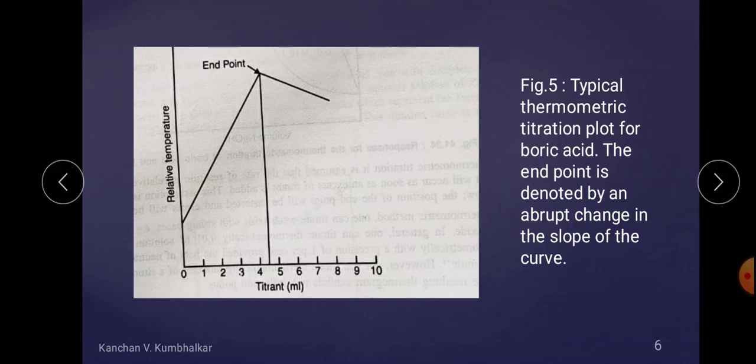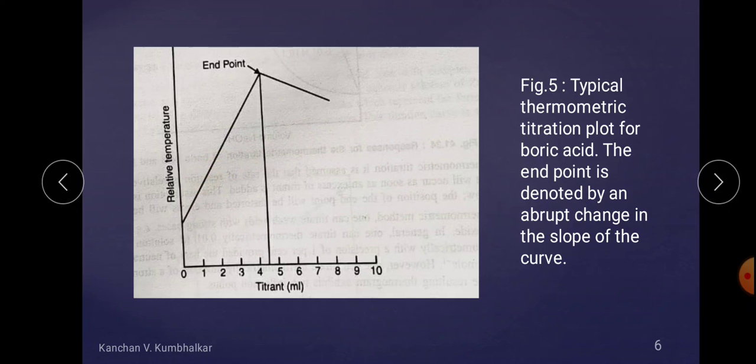Typical pH response for the titration of boric acid and HCl with the NaOH has been shown in the next, that is sixth figure. This is the particular in this practice. Basically, this is the typical plot.